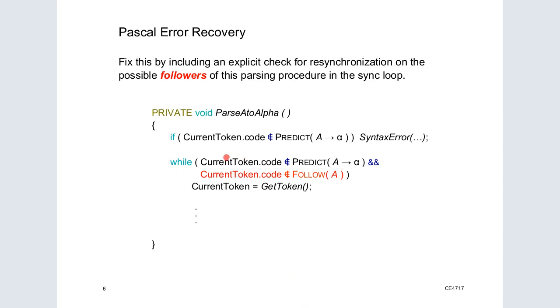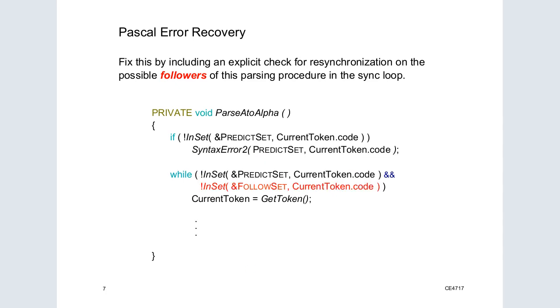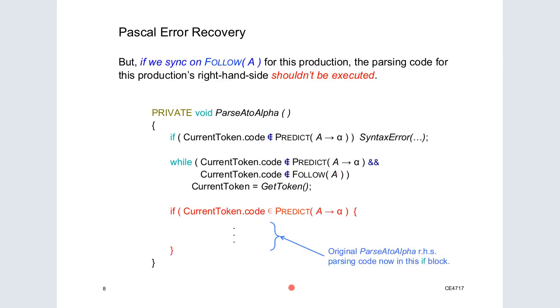So clearly what we have isn't adequate. Instead of just synchronizing on the predict set of the production, we also have to synchronize on the follow set of the left-hand side of the production. So we have to add this in here as well. Notice that we only produce the error message if the current look-ahead symbol is not an element of the predict set of the production. But we have to loop while we're not seeing the predict set or the follow set of the left-hand side, which would get turned into code that looks something like this in practice. It's a lot less elegant, I suppose.